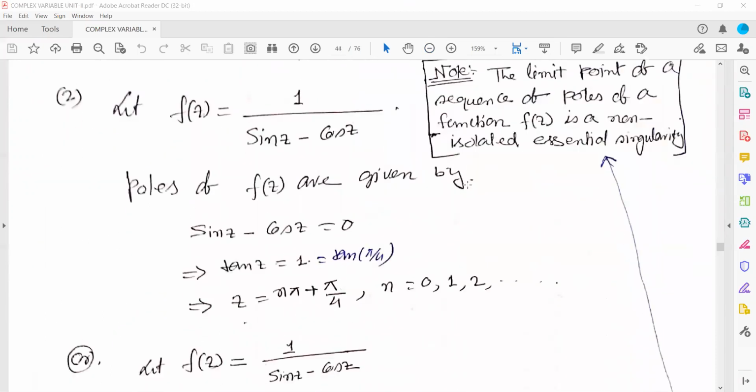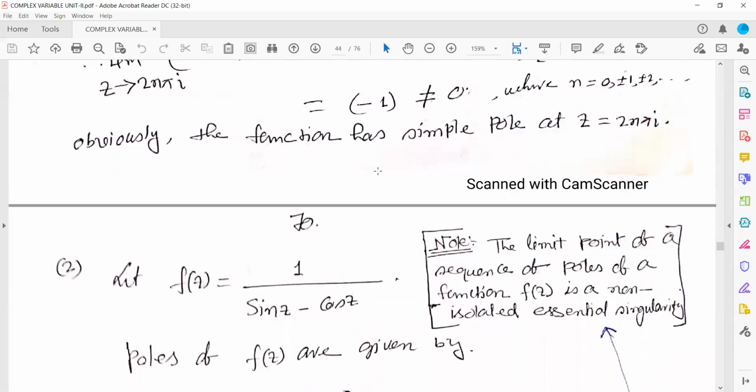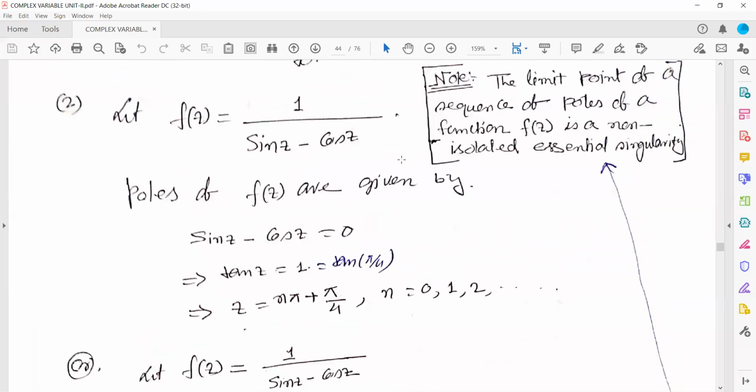Then the other one, you can do that one. So then this one, f(z) = 1/(sin z - cos z). Now you need to check the singularity at z = π/4. So what are the poles of f(z)? First you need to find the poles. Put the denominator equal to 0, sin z - cos z = 0. And if you solve, you will get z = nπ + π/4.